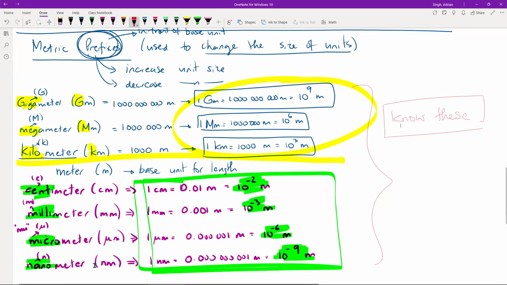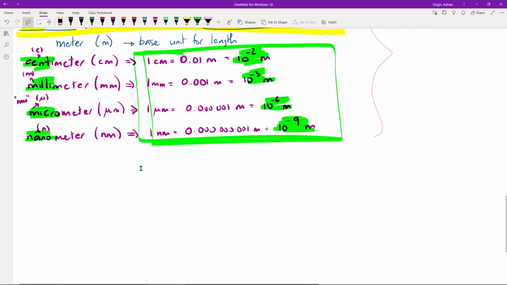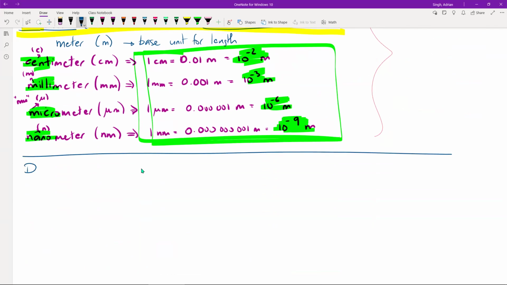So now that we have a basic idea of these metric prefixes, let's take a look at how we can convert between them. We're not going to spend a whole lot of time on this. I'm just going to show you one technique called dimensional analysis that is very useful when converting between different units. So dimensional analysis is sometimes called unit conversion because that's all that we're doing, or sometimes the factor label method.